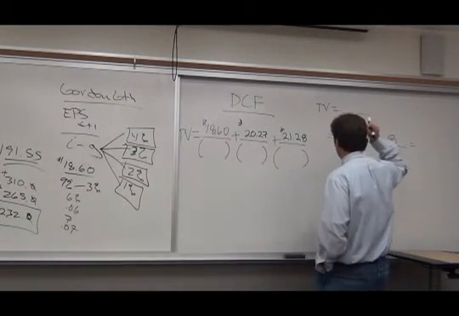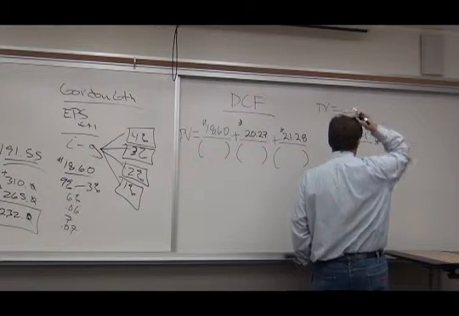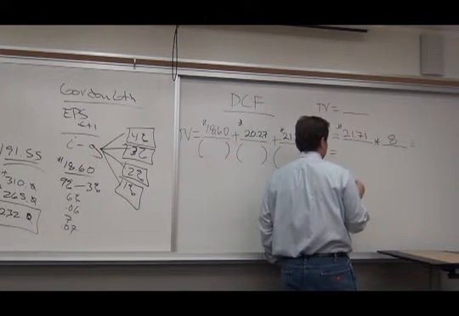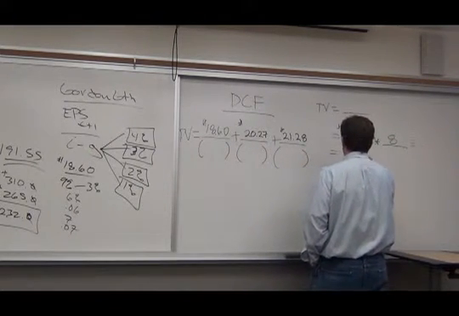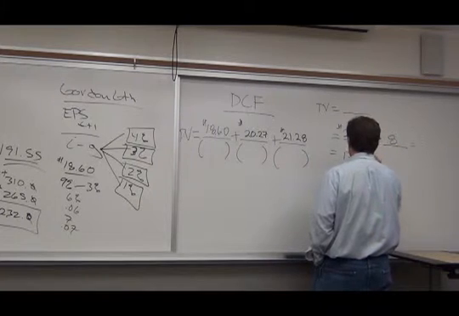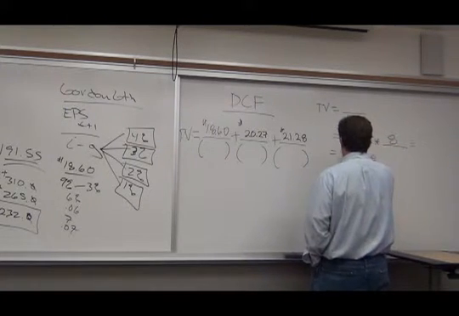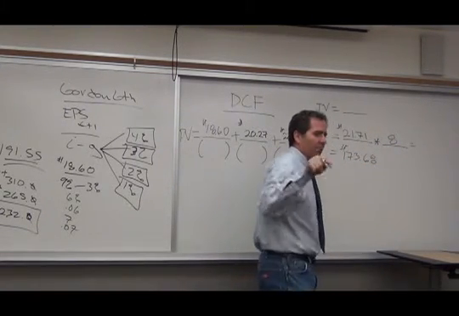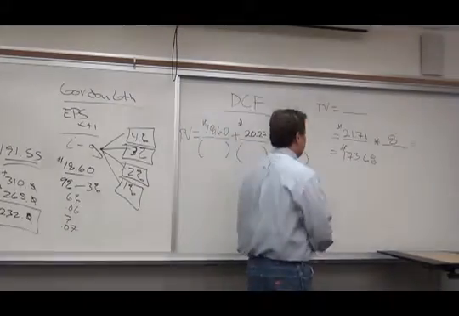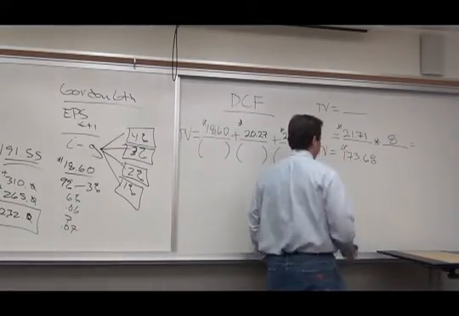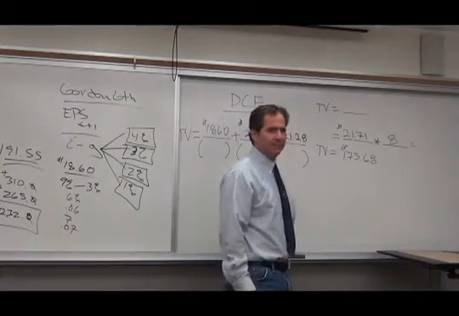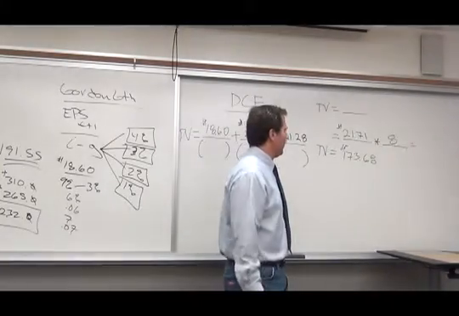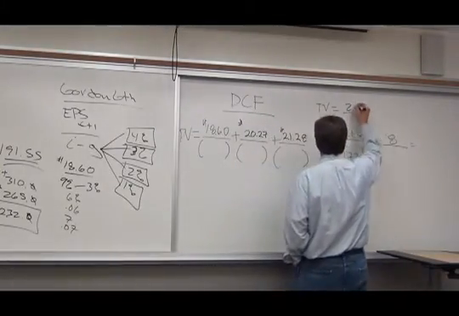So what's 8 times 21.71? 173.68. Okay, so using the multiple approach, we get a terminal value of 173.68. Okay, let's play with this a little bit more too.